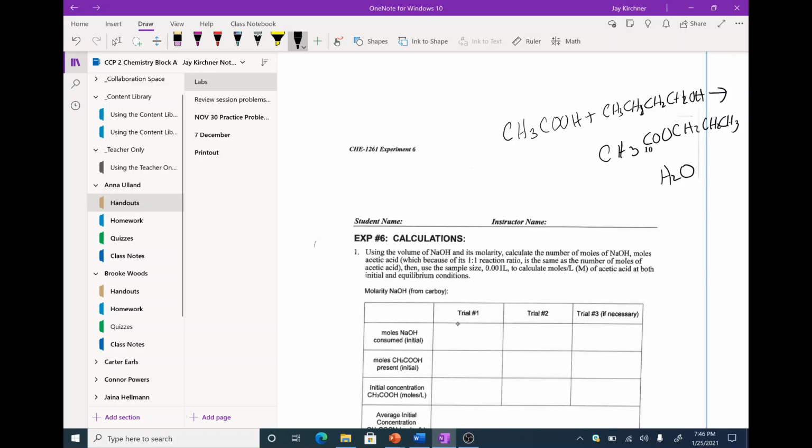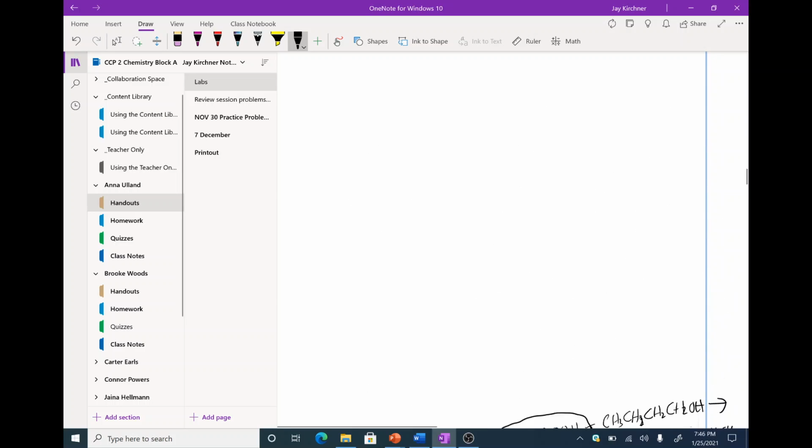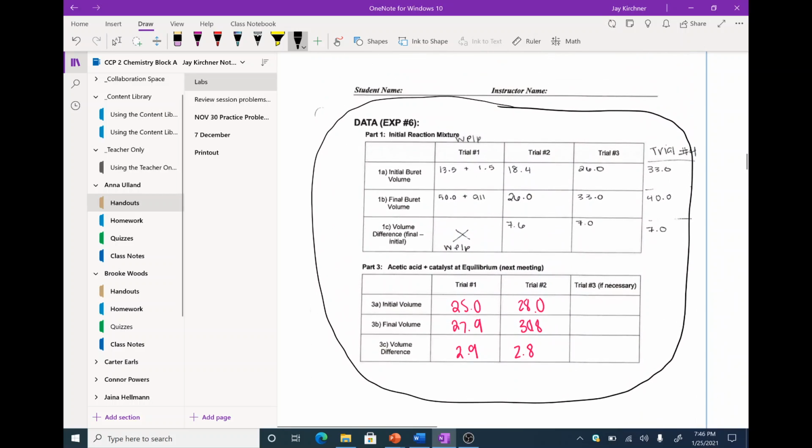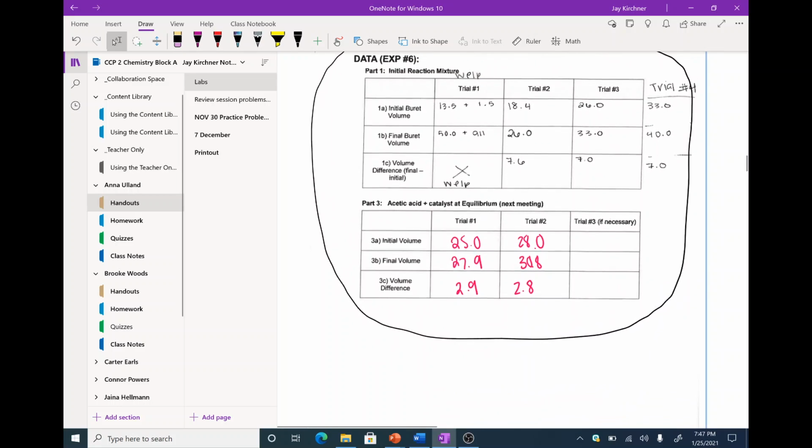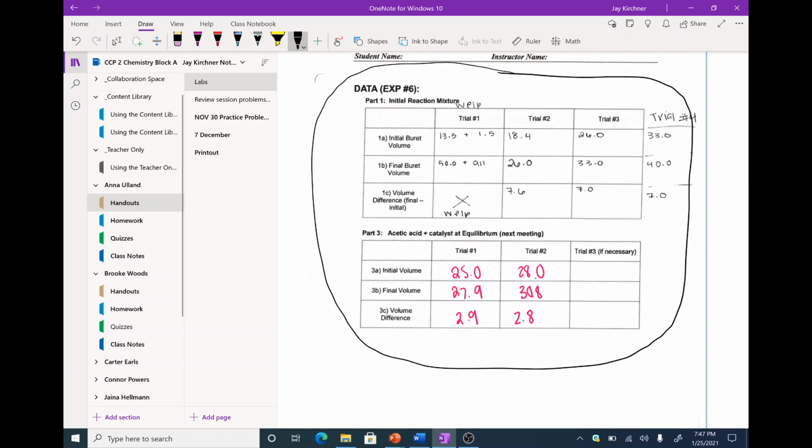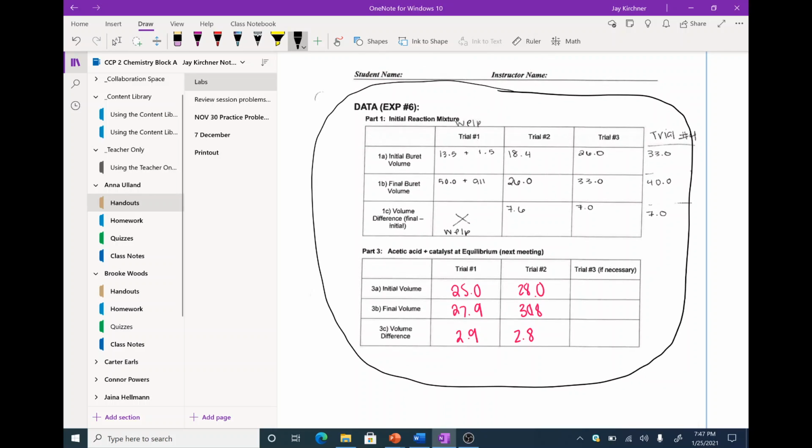So what we want to get a handle on is how much do we have of this reactant at the beginning and how much do we have at the end, because it'll help us do an ice table to figure out what our equilibrium concentration is when this reaction got to equilibrium. So what did we do? We started the reaction. We basically mixed acetic acid with isopropanol, and then we measured how much of the acetic acid was there by doing a titration.